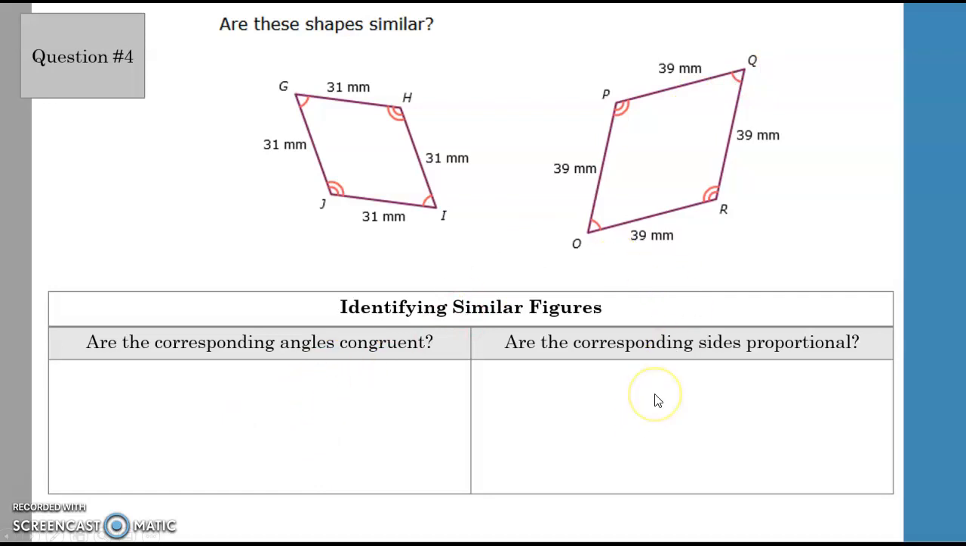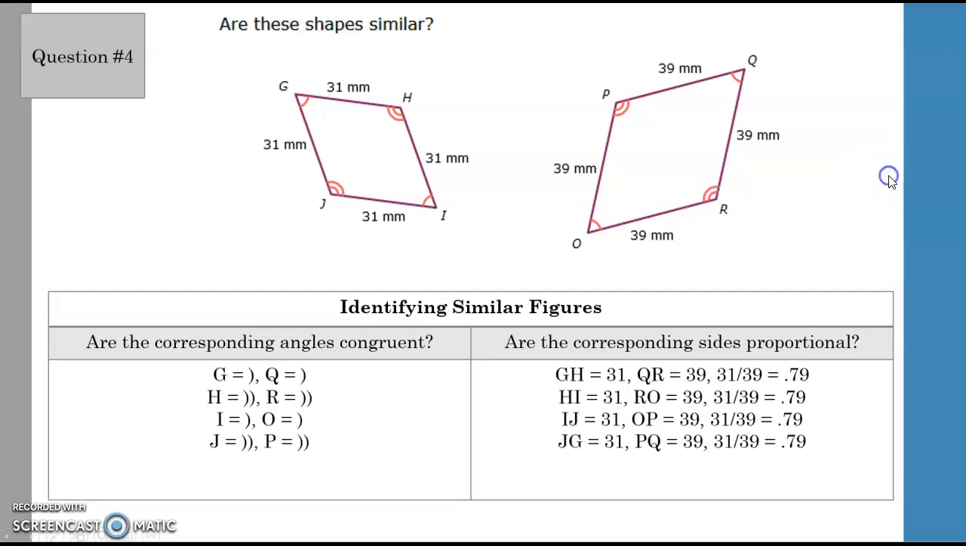Then you're going to match up your sides and divide. All of the pairs of sides have to have the same ratio in order for the sides to be proportional. Go ahead and pause the recording and then unpause when you're ready to look at the answer. All right, let's take a look.